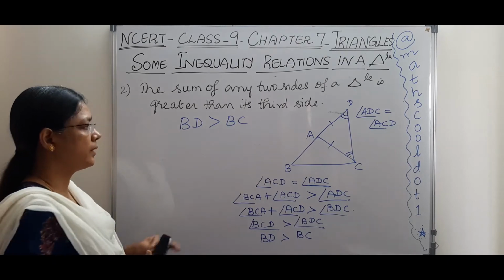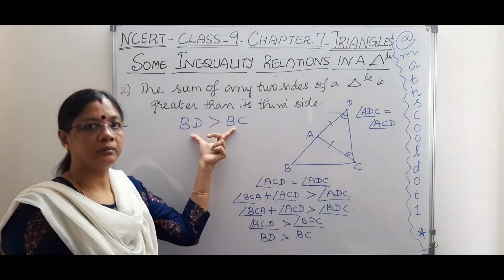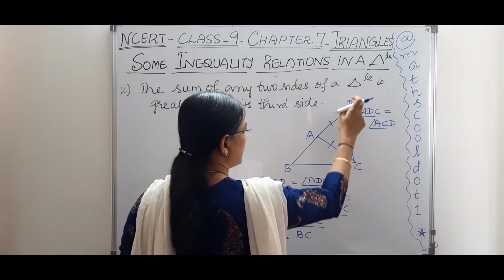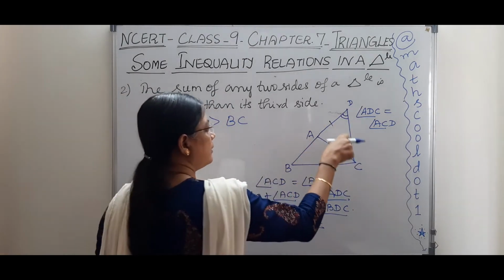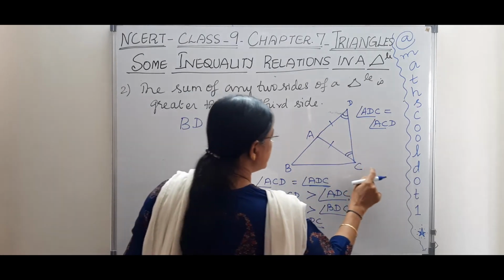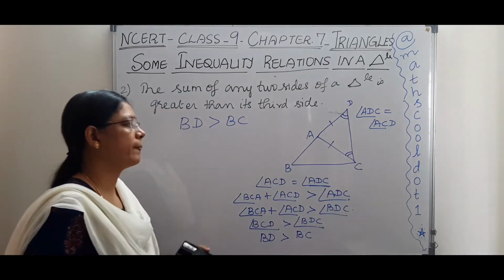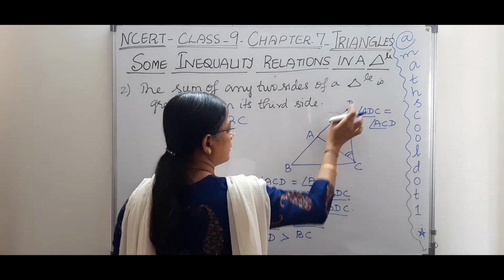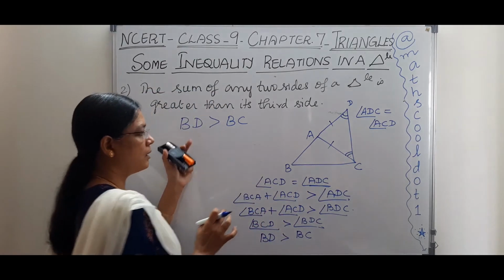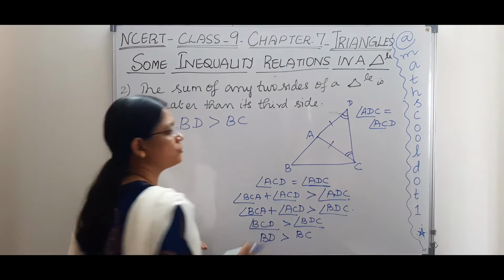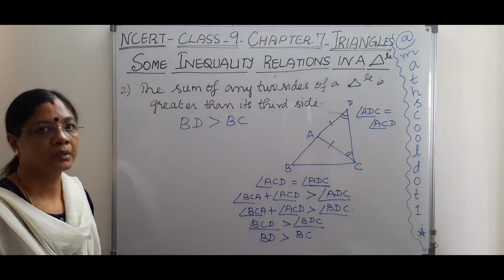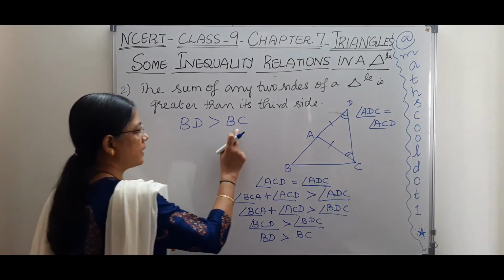Did you get how we got the step here, BD greater than BC? Because we know BCD is greater than ADC, and ADC can be written as BDC, so BCD is greater than BDC. Now the side BD is just opposite to BCD, so I have written BD here, and the side BC is just opposite to BDC, so I have written BC here. So BD is greater than BC. Do you understand?